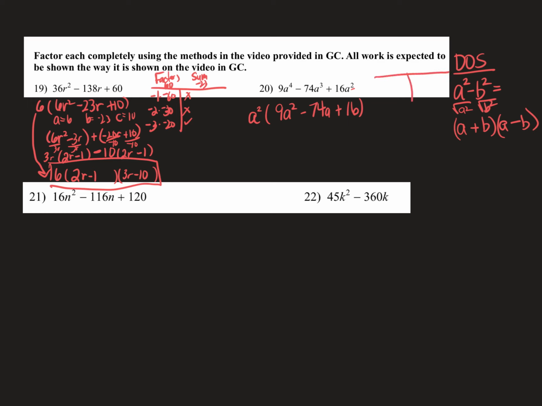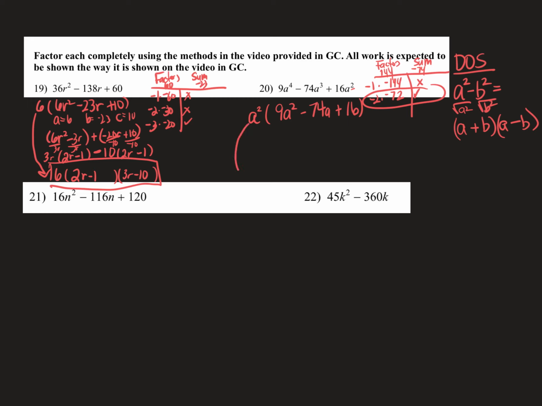So I want factors of a times c. Factors of 144. That'll give me a sum of negative 74. So positive product, negative sum. So a negative 1 times a negative 144 is a no. A negative 2 times a negative 72 is a yes. Negative 2 plus negative 72 is negative 74.